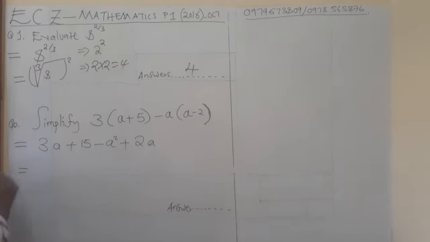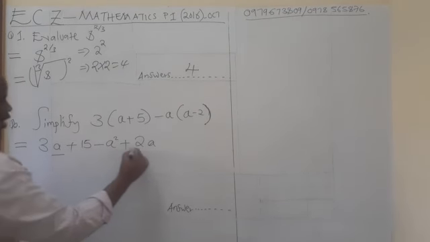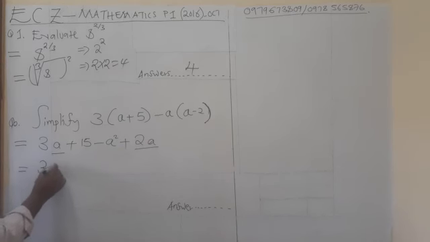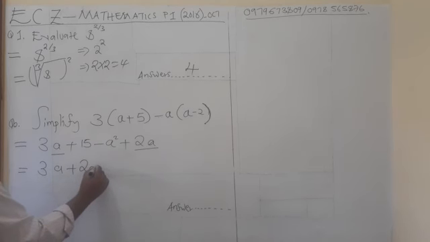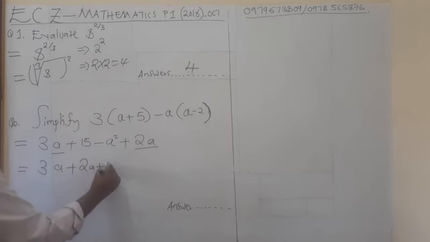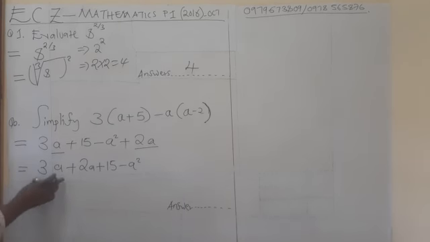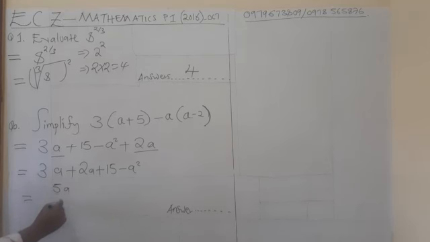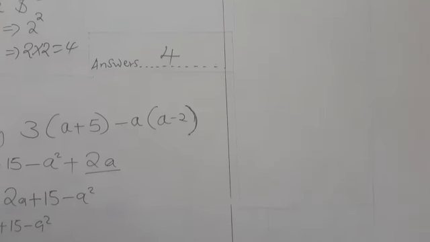Then here, we can go for like terms. This is a and here we have a. So these can be grouped. If you want, you can do them directly. But you can even say 3a plus 2a, or you can even put plus 15, doesn't matter the order. So 3a plus 2a, we have got 5a, plus 15 minus a squared. So this is okay.